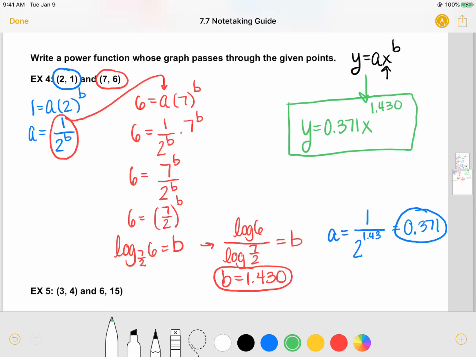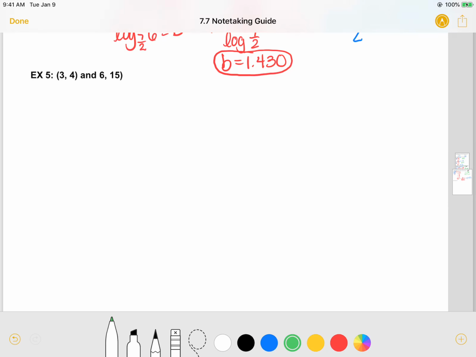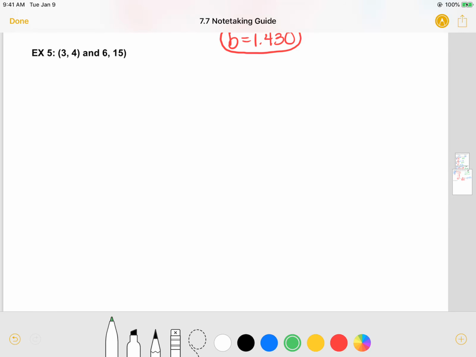Okay, so we're going to try one more example here, example 5. We're going to do the same thing, and we are going to write a function that passes through the points (3, 4) and (6, 15). And I needed a parenthesis around that. Okay, so just like last time, we're using our power model, okay? And let's go ahead and grab that first point and plug in our x and y. So 4 is equal to a times 3 raised to the b power.